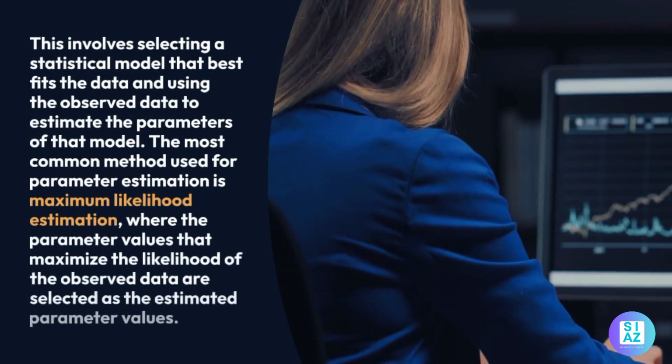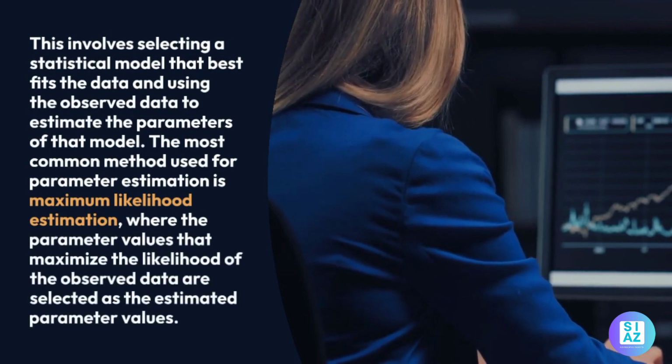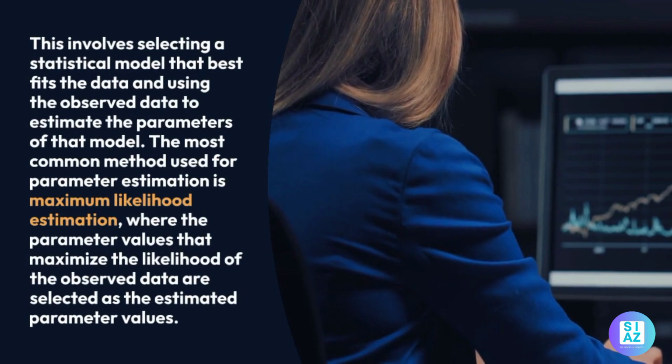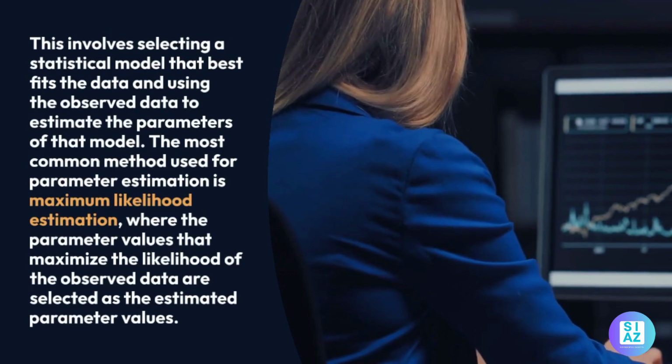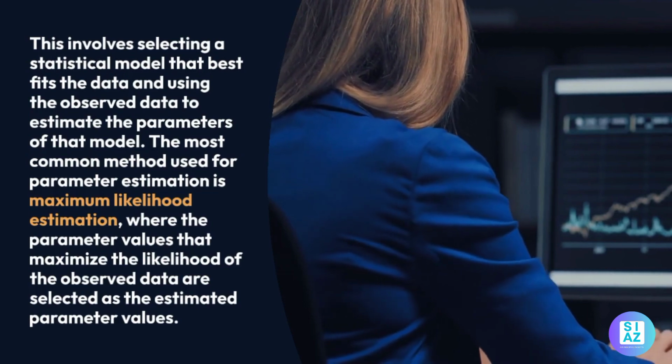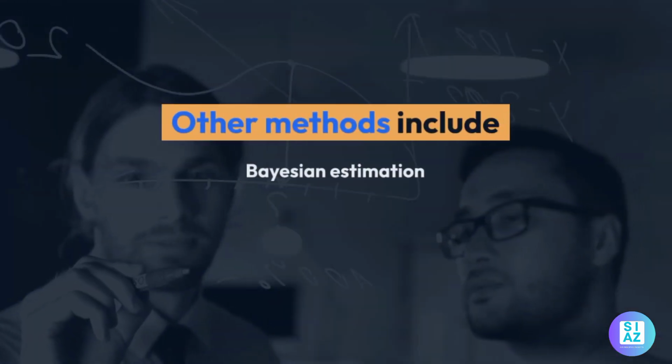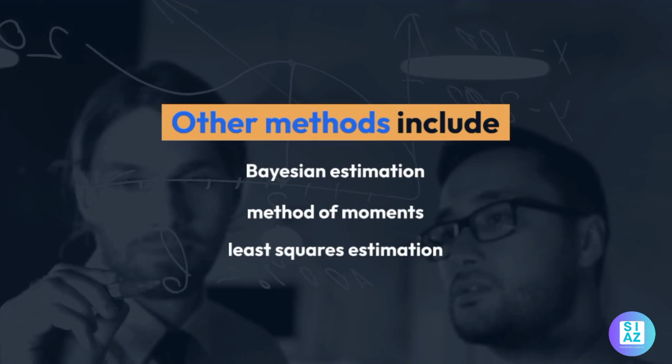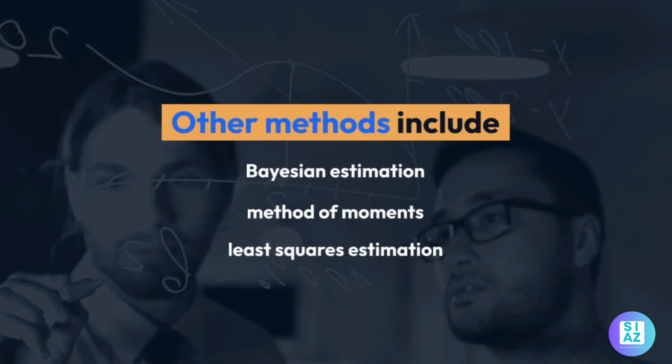The most common method used for parameter estimation is maximum likelihood estimation, where the parameter values that maximize the likelihood of the observed data are selected as the estimated parameter values. Other methods include Bayesian estimation, method of moments, and least squares estimation.